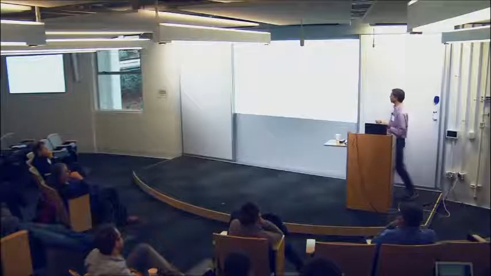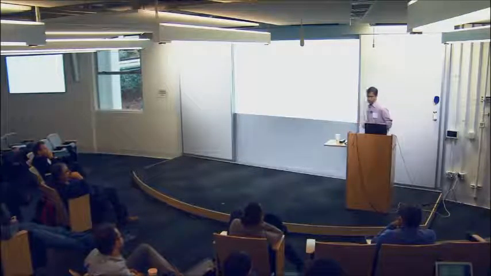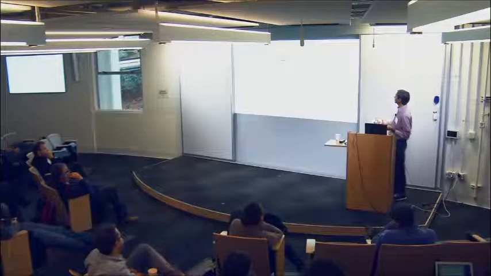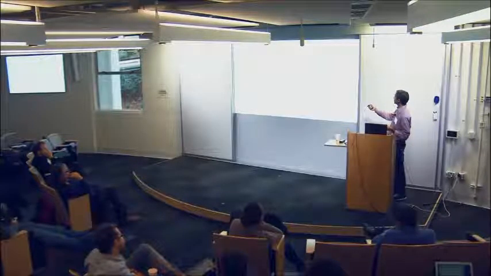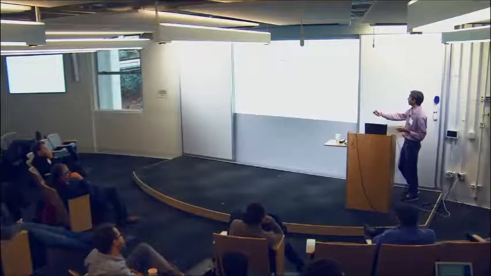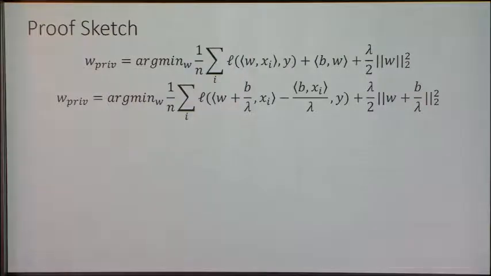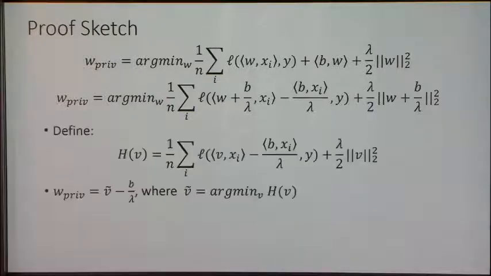Okay, so let me give a very brief proof sketch for this analysis. Remember that we have this output perturbation, objective perturbation, and then we have this L2 loss function, and we have an unconstrained problem. That's why we can rewrite this optimization problem by clubbing these two terms together, and then I'll add b by lambda and subtract b by lambda. Now we will treat this w plus b by lambda as one variable v.